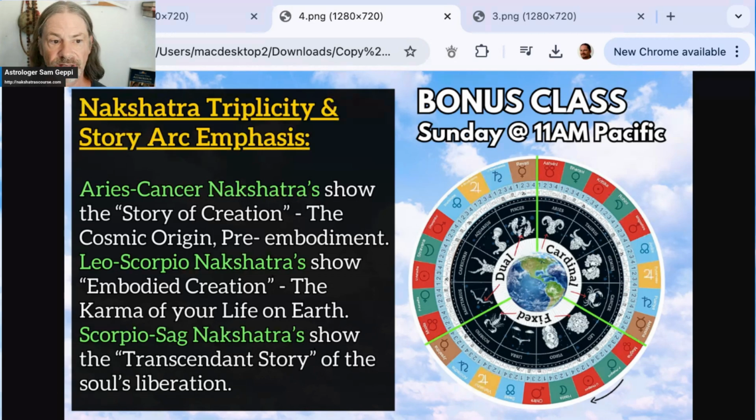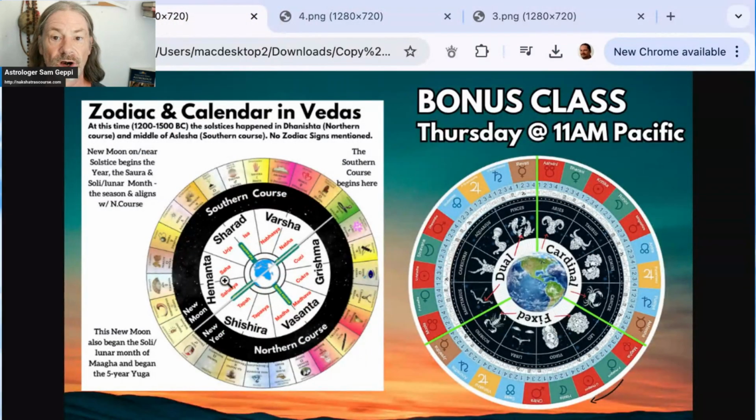So again, these are bonus classes on Thursday, Sunday, and then also next Thursday, there's going to be the final one, where I'm going to go over the zodiac and the calendar in the Vedas.